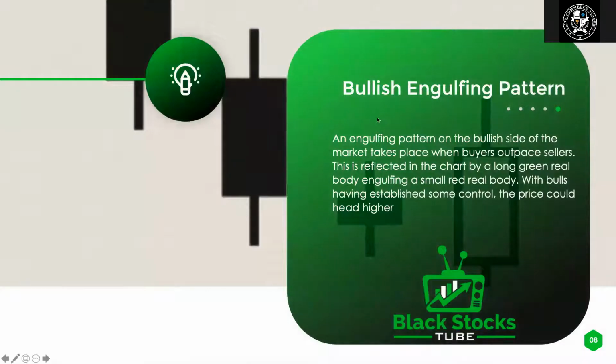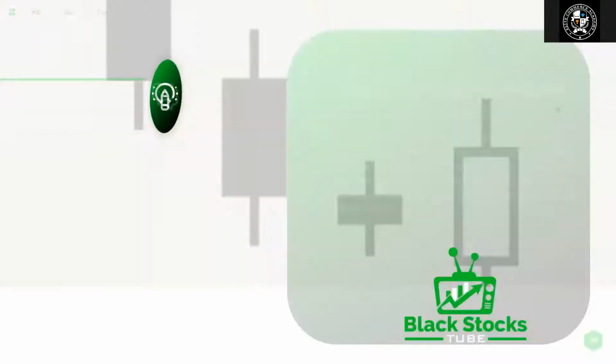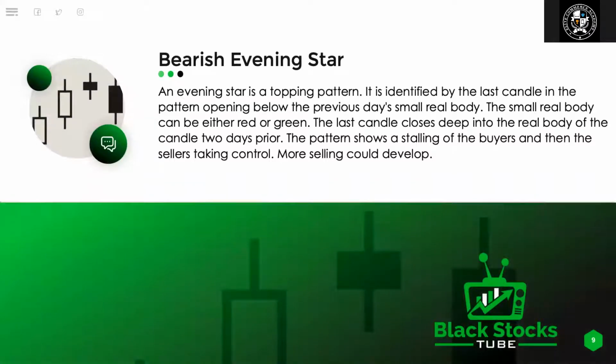Bullish engulfing pattern, same thing in reverse. All right. An engulfing pattern on the bullish side of the market takes place when buyers outpace sellers. This is reflected in the chart by a long green real body engulfing a small red real body. With bulls having established some control, the price could head higher. All right. I'm gonna show you all these examples on the chart.